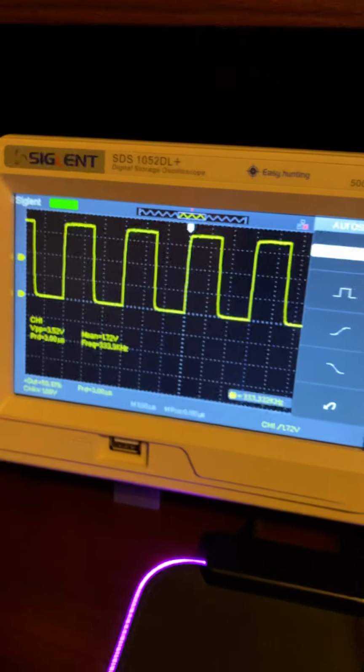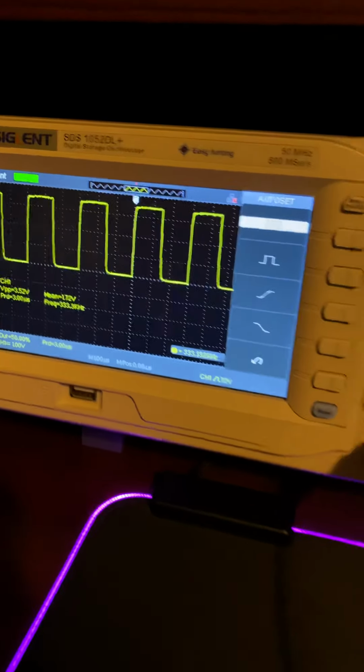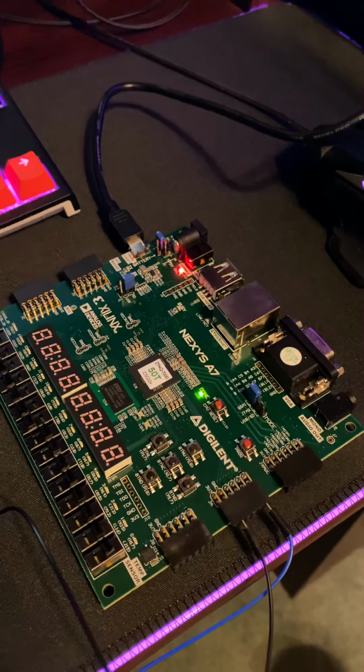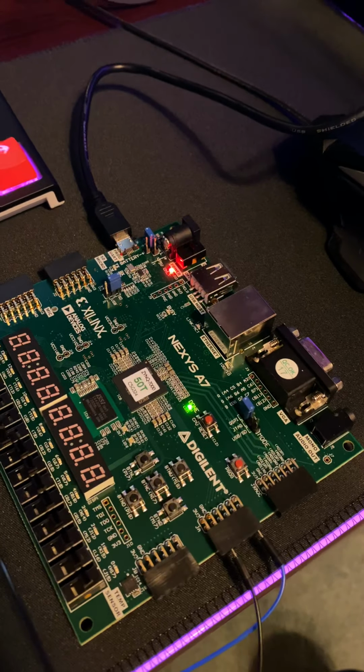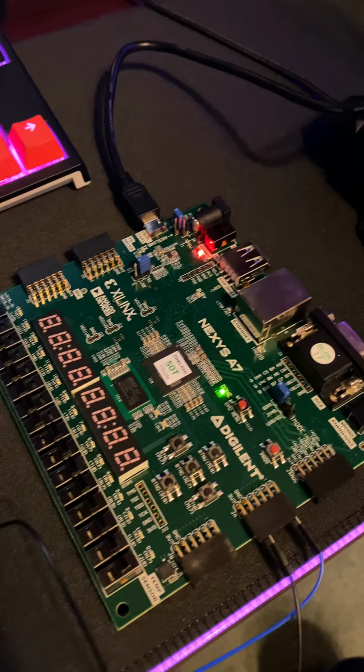So that is essentially the functionality, and it's working properly. The only constraint here is the oscilloscope, but it still was able to provide for the demonstration.